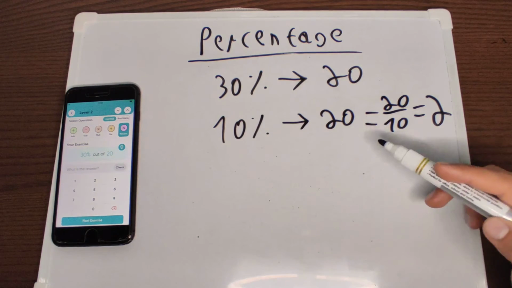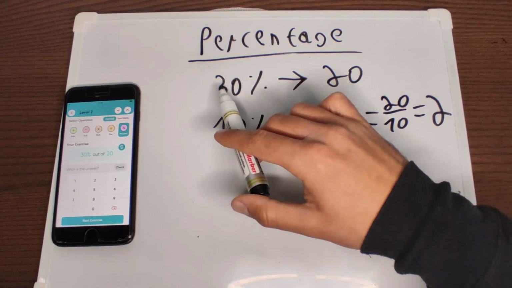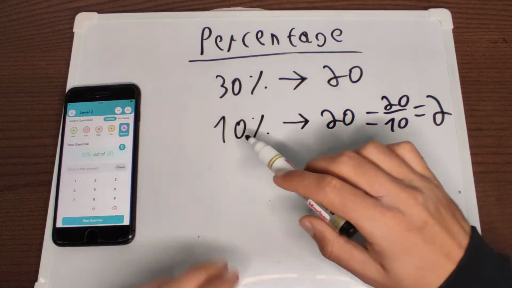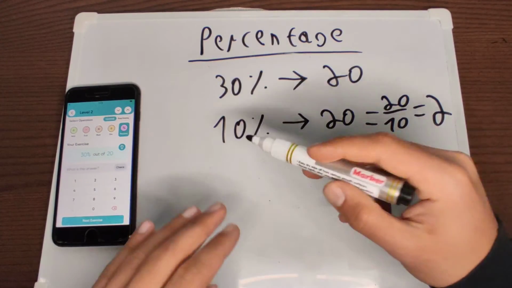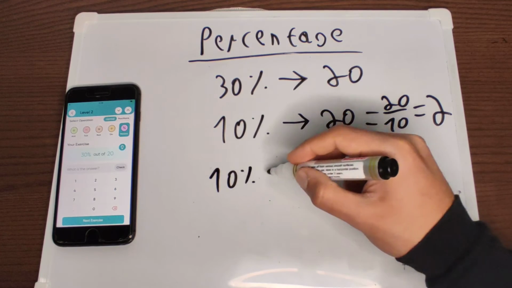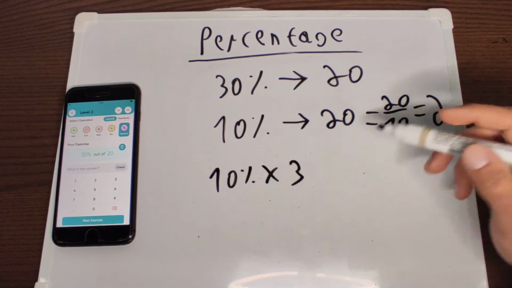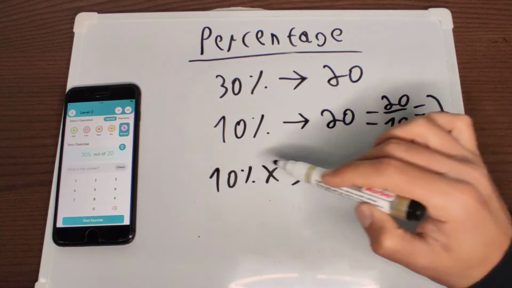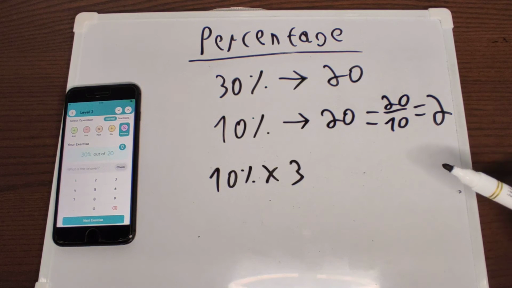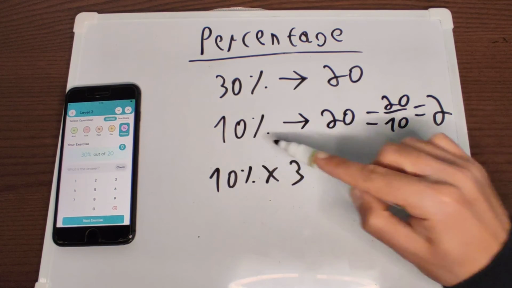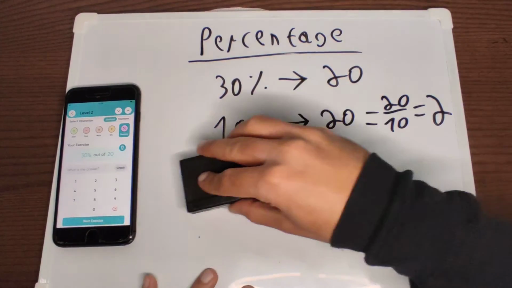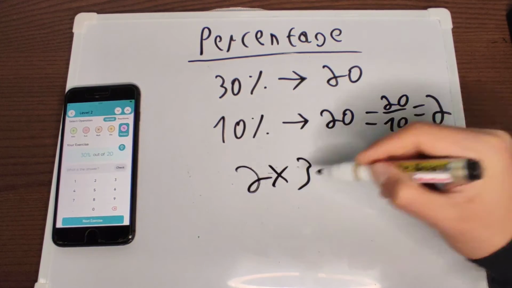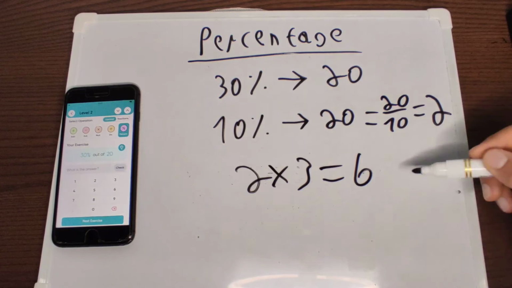But it wasn't the original exercise. The original exercise is 30% out of 20. So 30% is actually 10% plus 10% plus 10%, 10% times 3. Because we need to take 3 times the 10% to get to 30%. Because 10 times 3 equals 30. So if 10% is 2, then 30% is 2 times 3, which will result in 6.